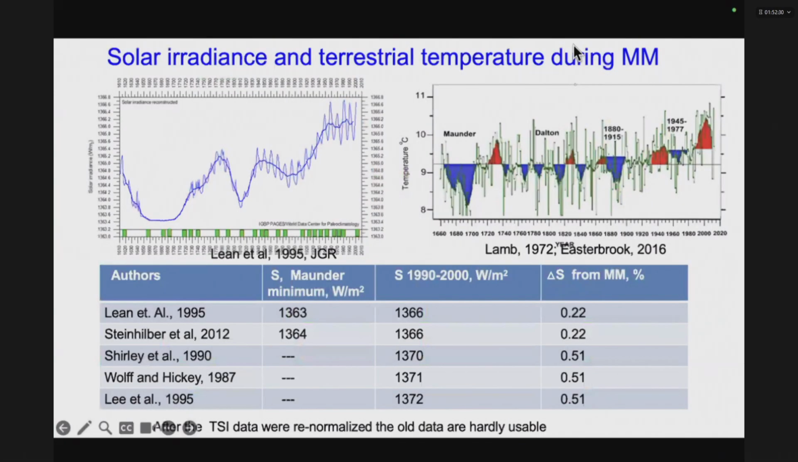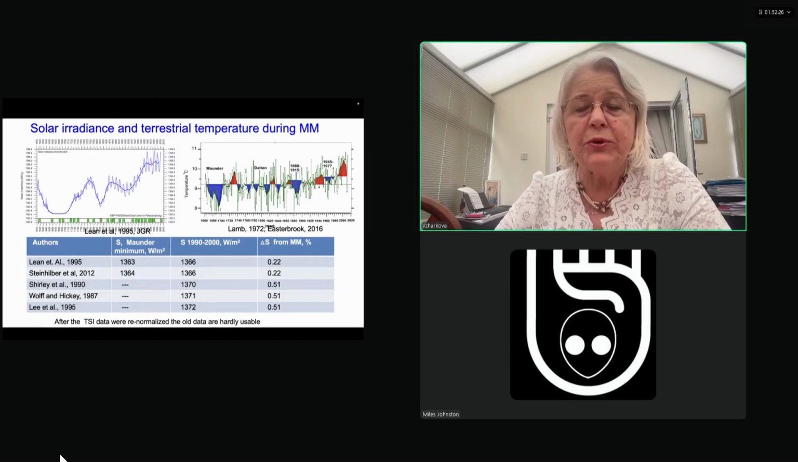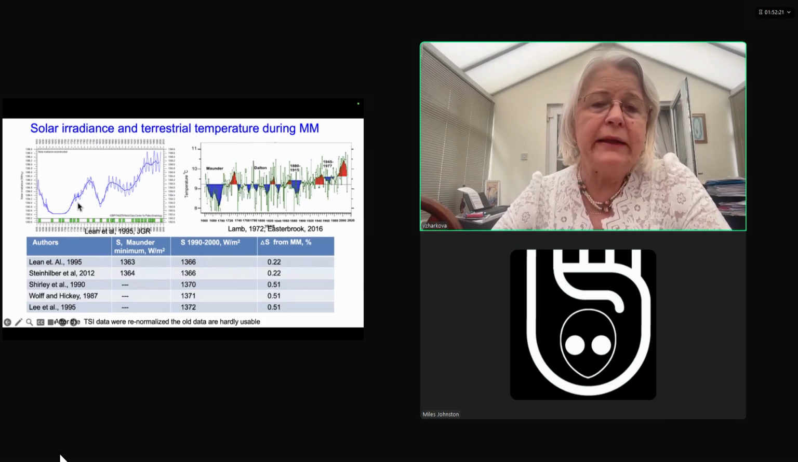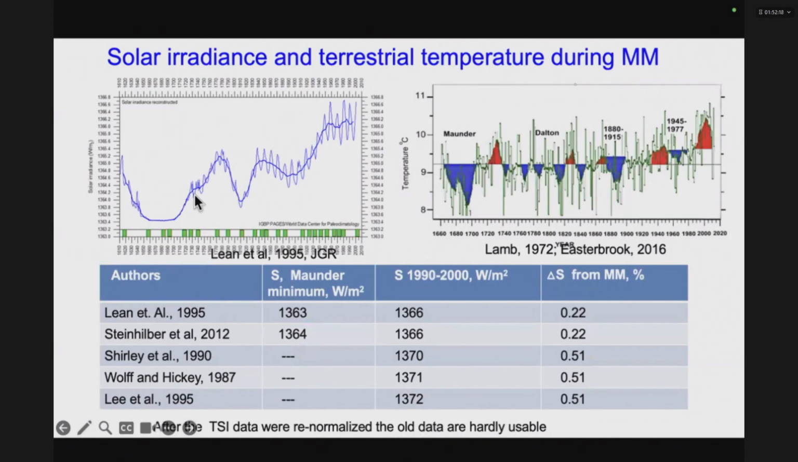Why do we speak in cycles, and why are grand solar cycles important? They're important because Lean et al. 95 observed from biomass during the Maunder minimum that evidently the solar radiation during the Maunder minimum was reduced from 1366 to 1363. The absolute value may not be important, but the difference is: a reduction of solar radiation by 3 watts per square meter.